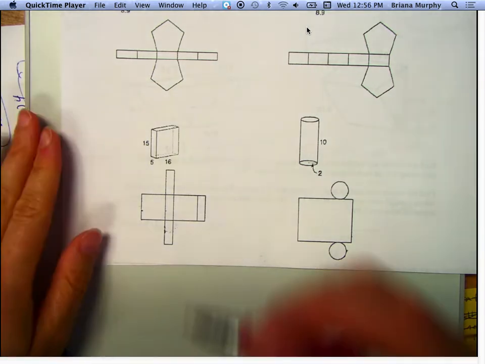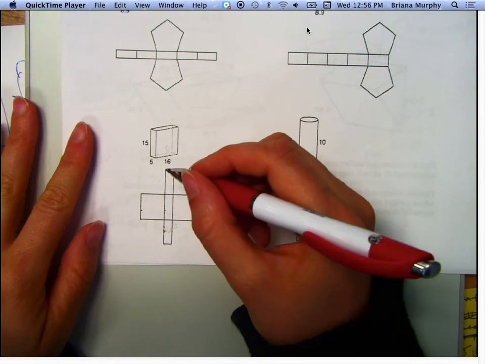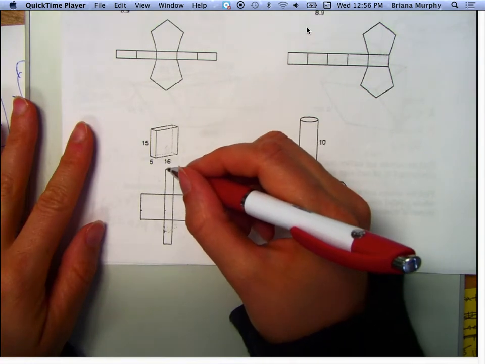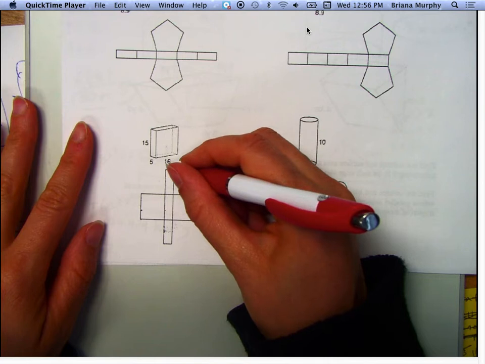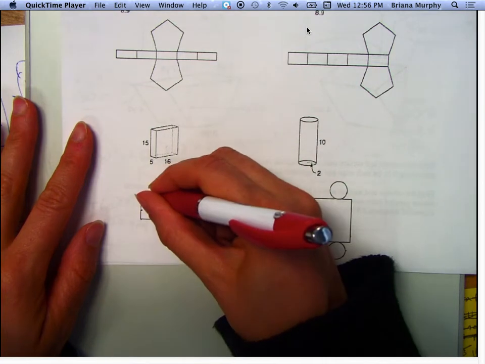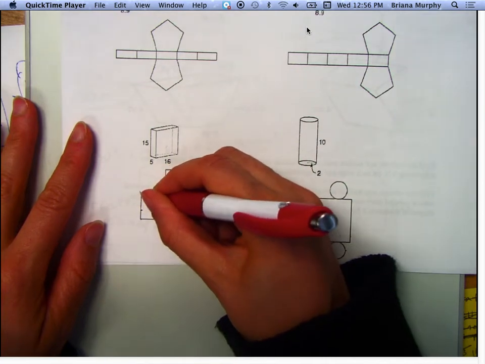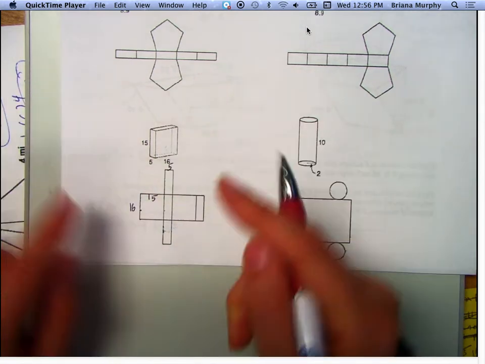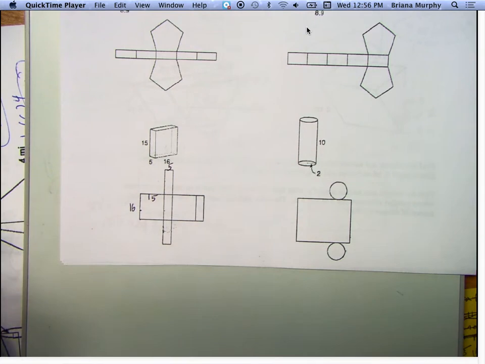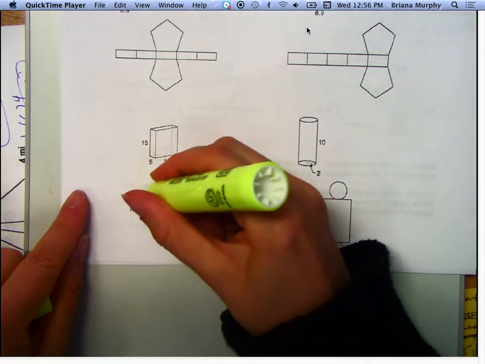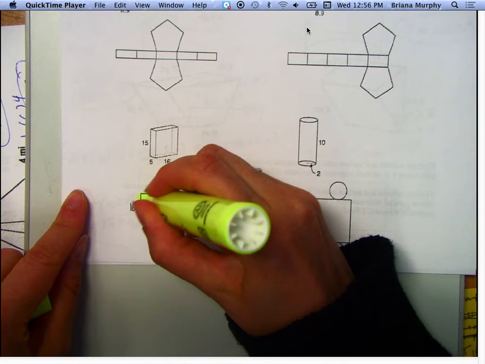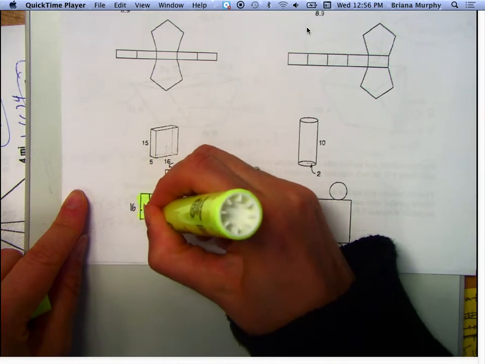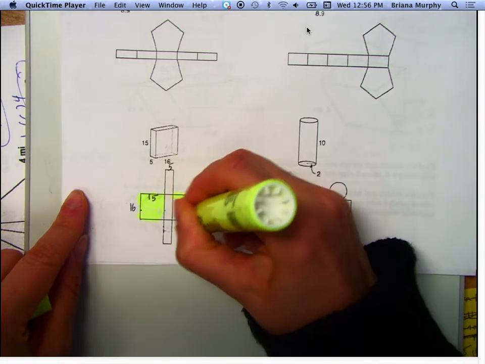So let's first of all say that this is 15 by 16, and this is by 5. So I've got to figure out the area of each part. Now, when I talk about the area of the base for a prism, there are always two bases that are exactly the same, and there aren't any others.